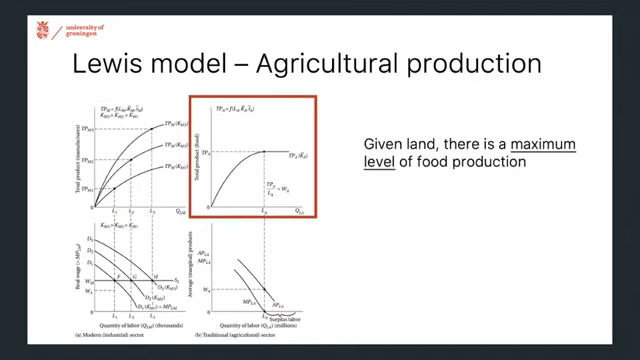So, starting with agricultural production, the top right panel. A key feature here is that there is a maximum level of food production. As you see here, after this point LA, even if you have more people working the land, food production does not increase. So that's a particular feature of this model, and that's an important one.